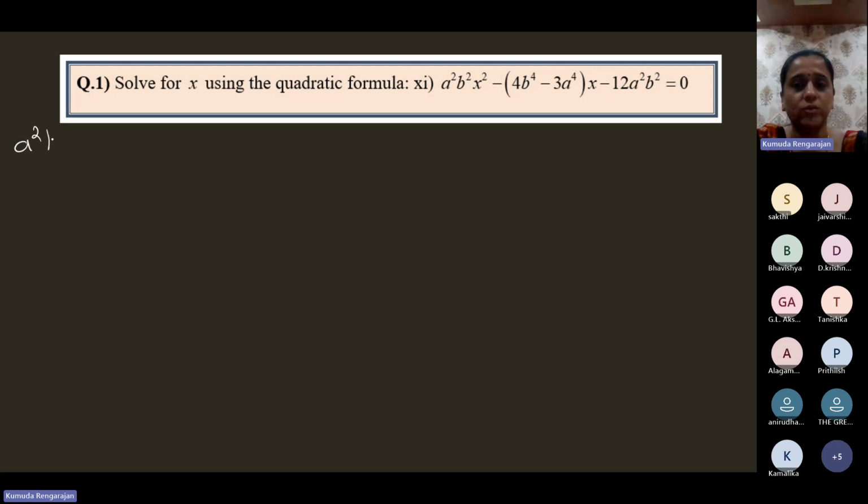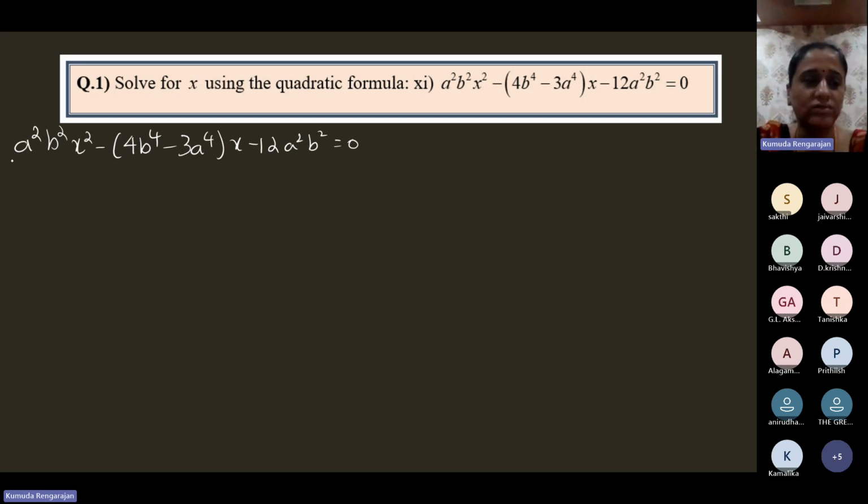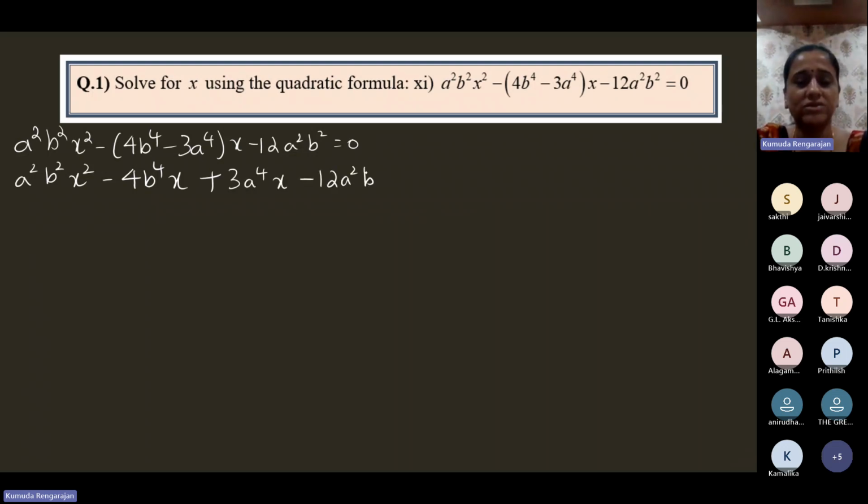So see it: a squared b squared x squared minus (4b to the power 4 minus 3a to the power 4) x minus 12 a squared b squared is equal to 0. If it is just solve for x, you can solve by factorizing, for which you need to open up the bracket. So a squared b squared x squared minus 4b to the power 4 x, minus into minus is plus, right? Minus into minus plus. So plus 3a to the power 4 x, minus 12 a squared b squared is equal to 0.